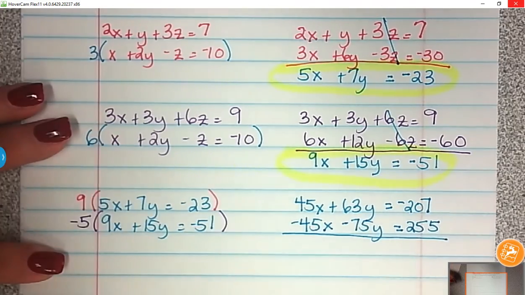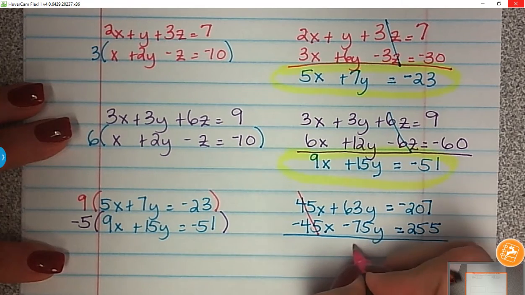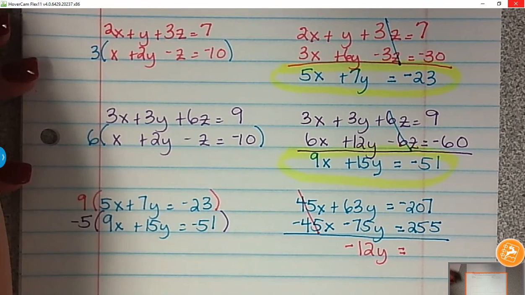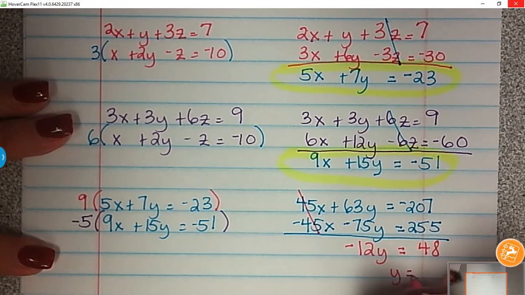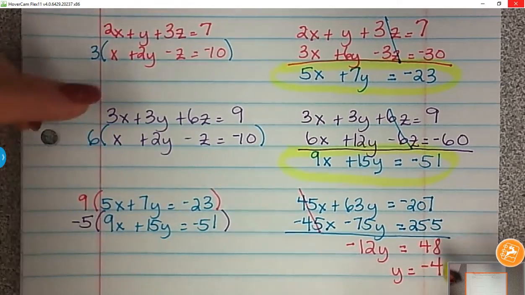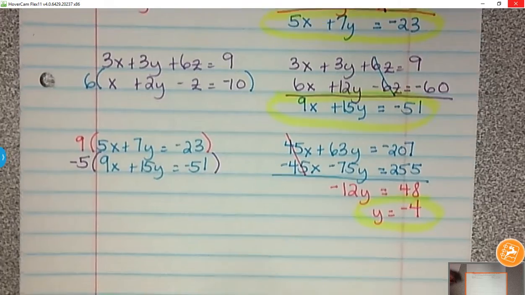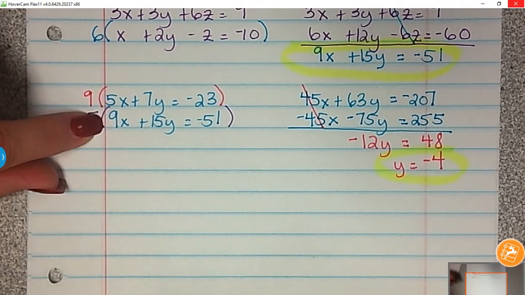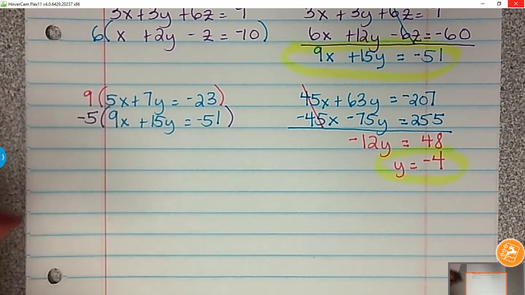So now when I add those two equations together, my x's cancel. I end up with negative 12y equals 48. So therefore y is going to be negative 4. Okay, I need this answer because I'm going to take that answer and plug it into one of these so that I can solve for x. And I'm going to choose the top one just because the numbers there are smaller.